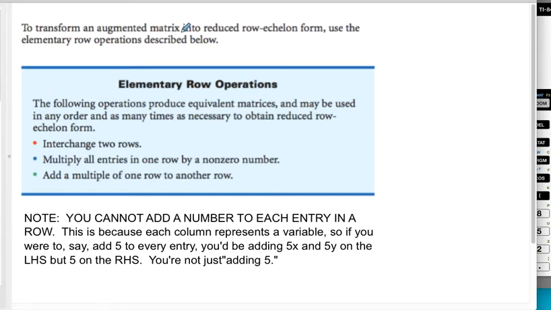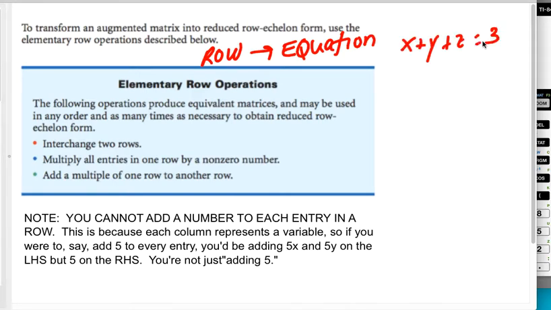Keep in mind that these are basically the same things that you can do to an equation, right? Because each row represents an equation, right? So remember that a row represents a full equation, right? So for example, when I had that x plus y plus z equals 3, right? The row in the corresponding matrix was 1, 1, 1, colon 3, right? That row represents that equation, right?